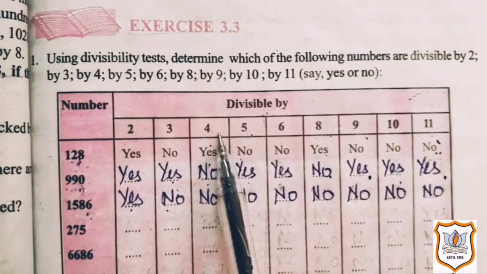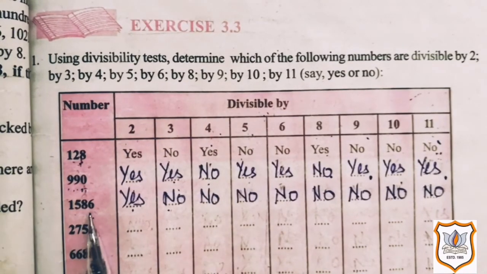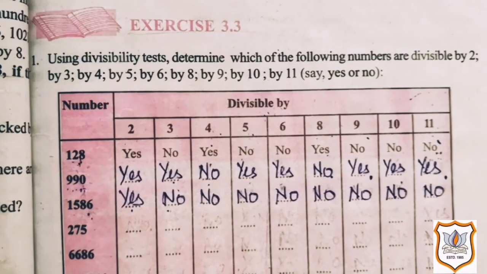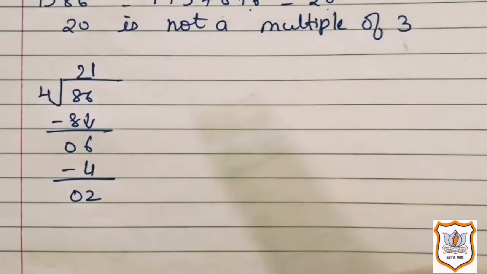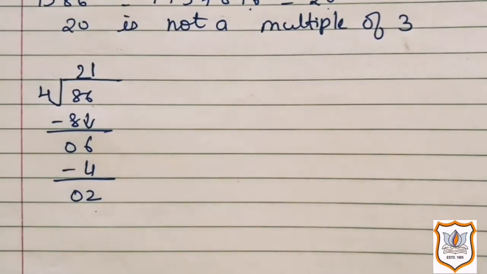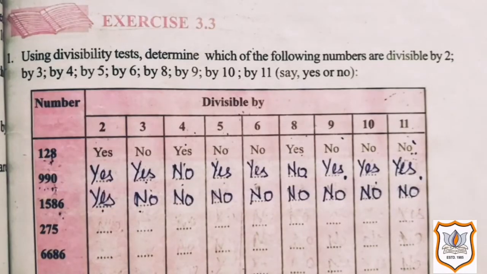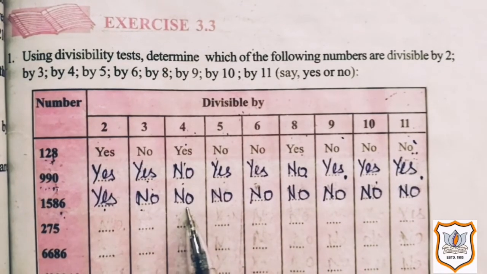Divisible by 4. According to rules, if the last two digits of the number are divisible by 4, then only the number is divisible by 4. Here the last two digits are 86. First we have to divide 86 by 4. By dividing 86 by 4, we get 2 as a remainder. So we can say that the number is not divisible by 4. So we will write no over here.